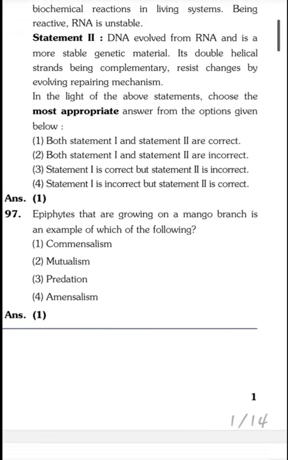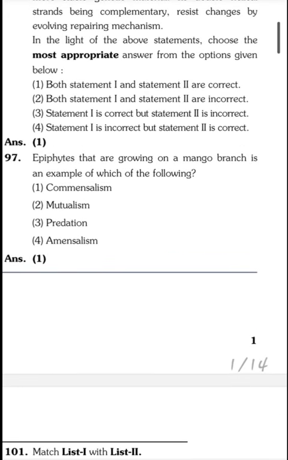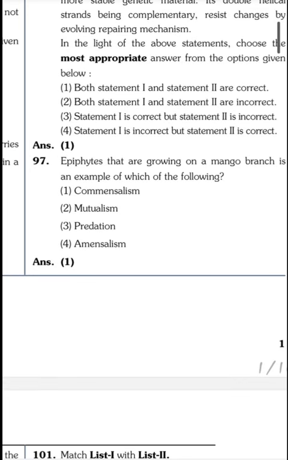Next one, epiphytes that are growing on a mango branch is an example of which of the following? See, epiphyte is not going to draw any nourishment from the mango tree. So mango is neither benefited nor harmed. Epiphyte gets elevation, it is benefited. The answer is commensalism, where one species is plus, the other species is 0.